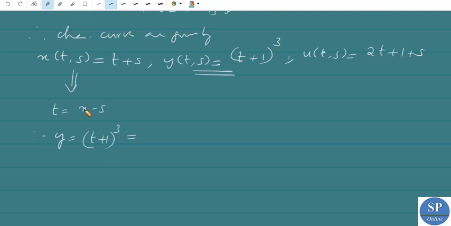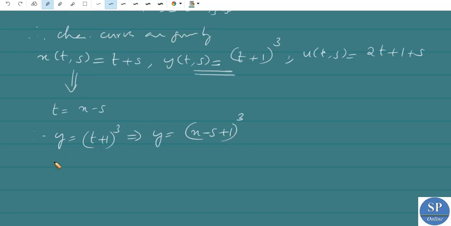So this is nothing but y equal to, with t equal to x minus s, (x minus s plus 1) whole cube. Okay. So this is now where s is the initial variable. Since we know that each characteristic curve passes through a specific s, we can write for each s, this curve y equal to (x minus s plus 1) whole cube is an equation of characteristic.